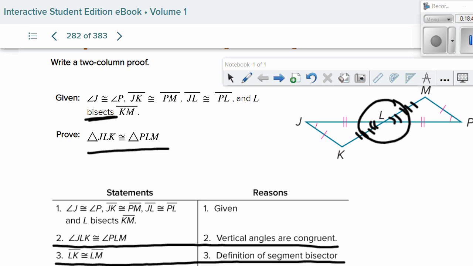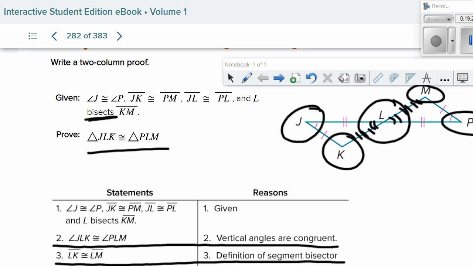If they already told me that J and P were equal, and I just said that these vertical angles are equal, then angle K and angle M have to be equal by that third angles theorem that we just learned a little bit ago. So that's why I could say step 4. Now I've got all the angles equal, I've proven all the sides are equal, I can now say that the triangles are congruent by the definition of congruent triangles, because everything was equal in those. So that's a big one right there.